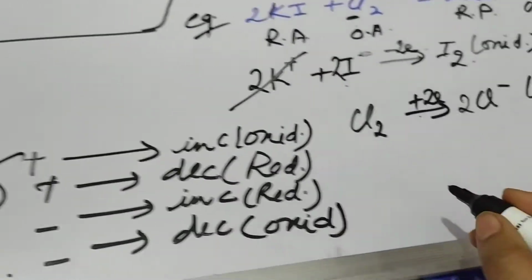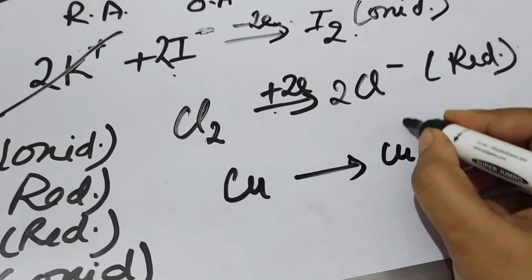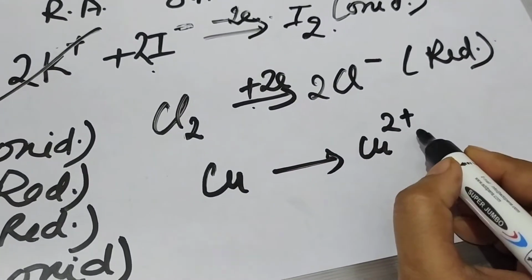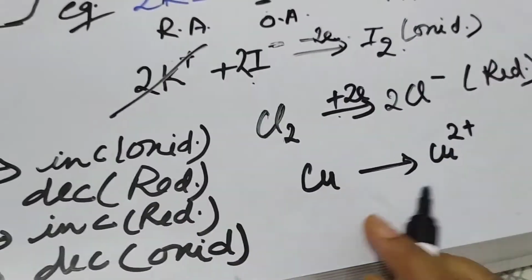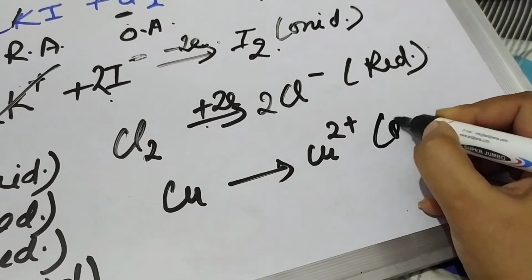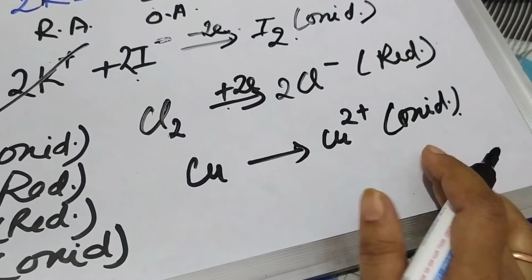For example, I am taking one example here. Cu arrow, I have given you Cu2 positive here. So here the charge is increasing. Here there is no charge, and here the charge is increasing to 2 positive. So an increase in positive charge is oxidation. So I will write automatically here oxidation, if it has been asked to identify oxidation or reduction.